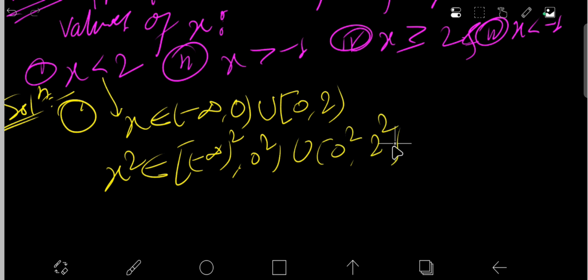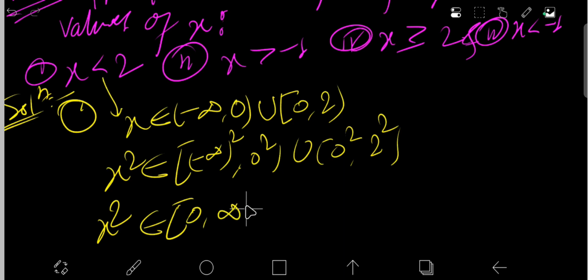Okay, so when we square, this is plus infinity and the smallest value is 0. So the final solution we get: the smallest value is 0, because here it is a closed interval, so we write a closed interval, and the largest value is plus infinity. This is our final solution.